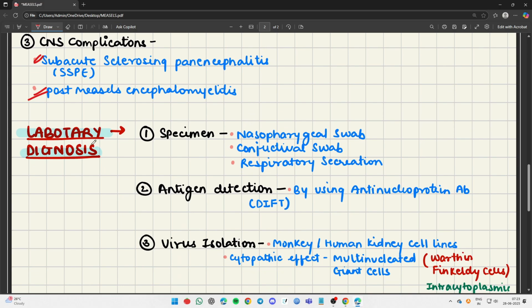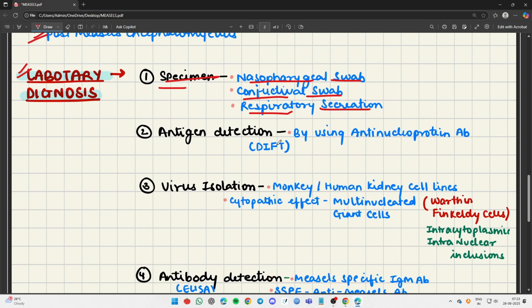Now we are going to talk about the laboratory diagnosis of measles. In the laboratory diagnosis, the specimens we take are a nasopharyngeal swab, conjunctival swab, and respiratory secretions. Antigen detection is done by direct immunofluorescence test using anti-nucleoprotein antibodies. Now the third one is viral isolation.